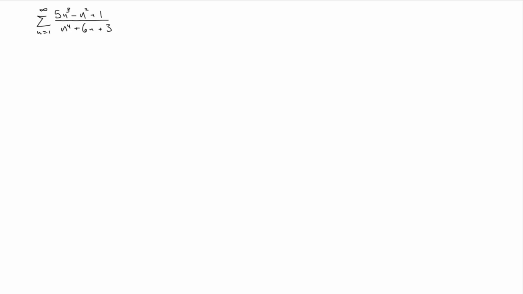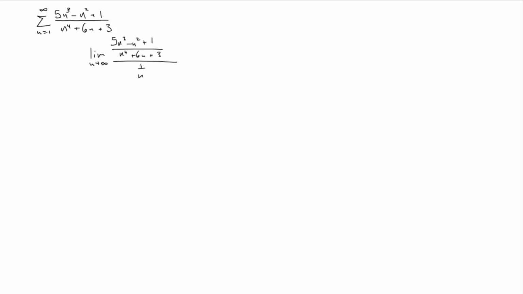And if you ignore everything else, then what you've got is 5n cubed over n to the fourth. The 5 certainly doesn't matter. You could pull that out. And n cubed over n to the fourth is 1 over n. We know that the series 1 over n diverges, and so we would expect this series to diverge, and the right series to compare it to would be the series 1 over n.